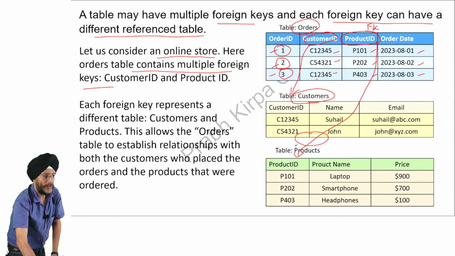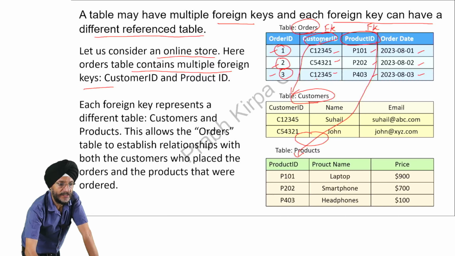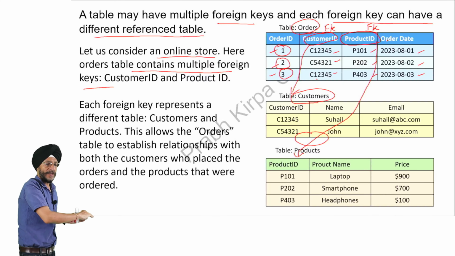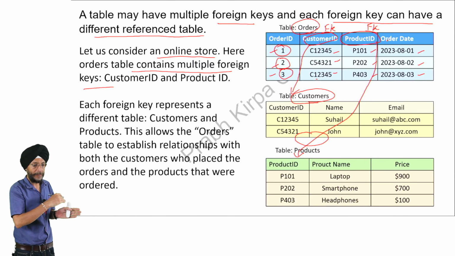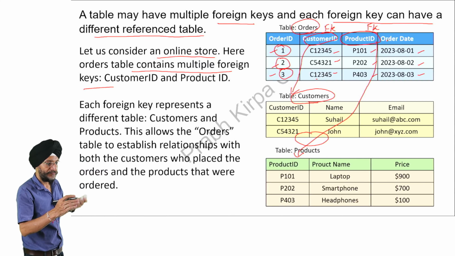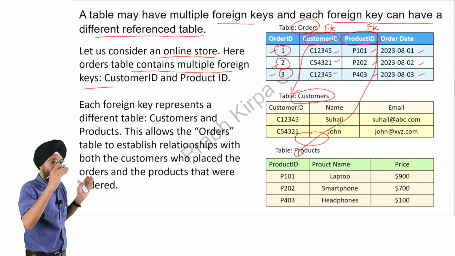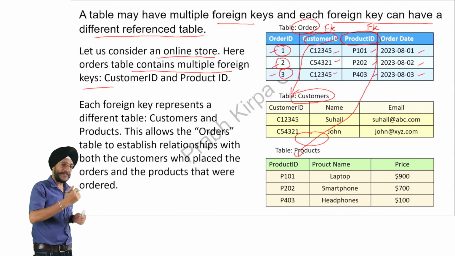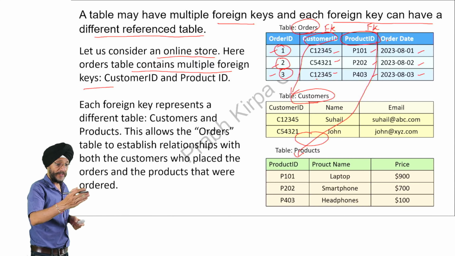So you can see that this is the orders table, which has two foreign keys, customer ID and product ID, which pertain to other tables, that is the customers table and products table respectively, where customer ID and product ID appear as primary keys. It shows which customer has placed the order and for which product the order has been placed, and this type of relationship is established by foreign key.